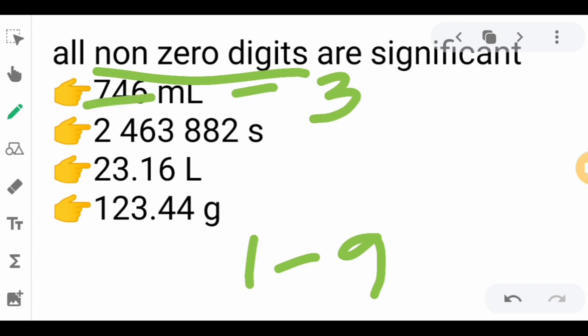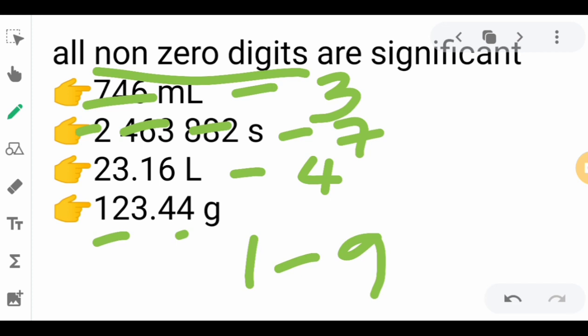And then next example, 2,463,882 seconds. We have here 7 significant figures. On this example, 3, 6, 7. And then 23.16, that is 4 significant figures. Then we have here 3, 4, 5, 123.44. We have there 5 significant figures.